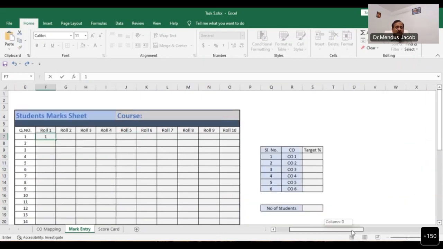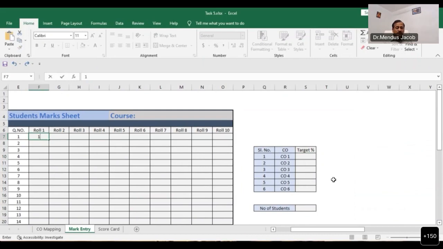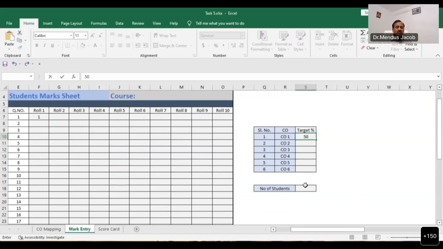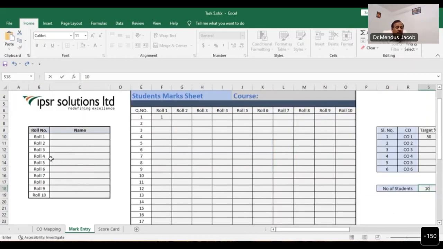And you can put the target also, the CO target. Suppose we are fixing a 50% target. The number of students you have to put here. Suppose we are considering 10 students, we can put 10 here. Okay, I will repeat. Roll number is already there, so there is no need of writing the name.